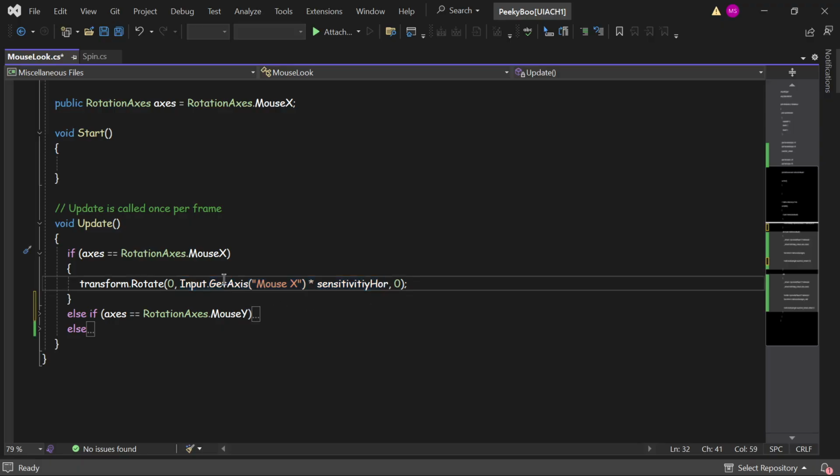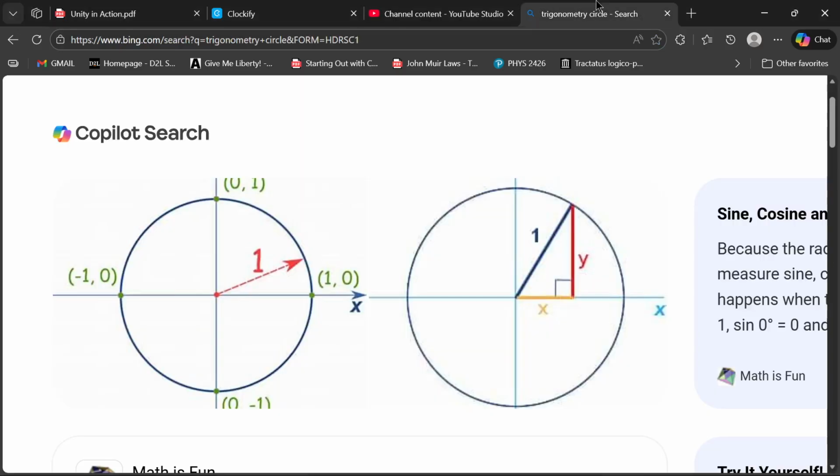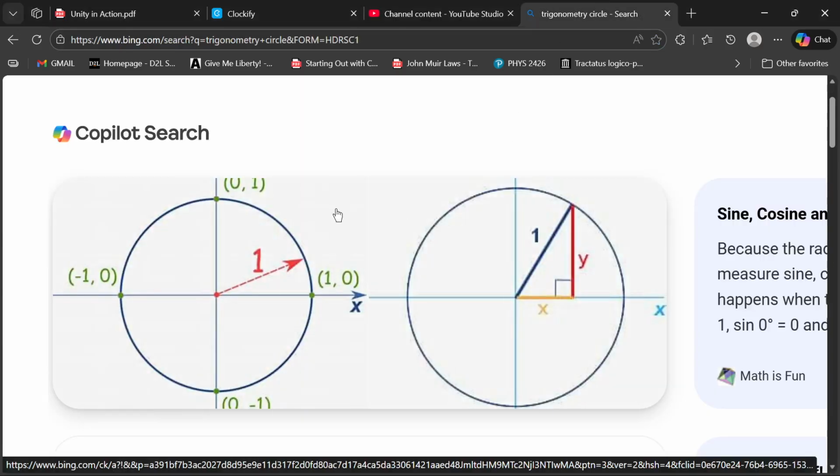So input get axis, what does that mean? Input get axis returns a floating point value between the range of -1 and 1. And what the heck does that mean? We can consult the trigonometry circle here. This is why we have floating point values of that range. If we're looking to the right, then we're going to 1, 0. If we're looking fully to the left, then we're going to -1, 0. So that's just what it means. And of course, the same applies if we're looking vertically.